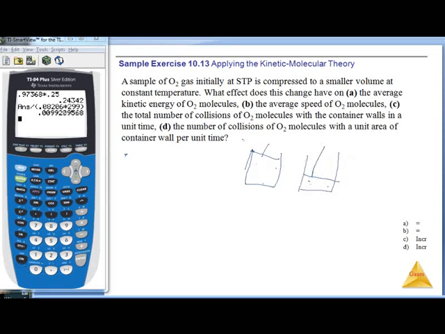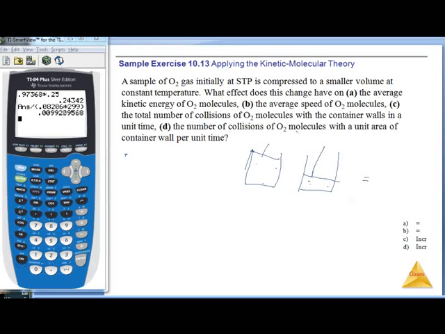So what we said is the temperature is not changed. So if the temperature is not changed, the speed of the particles is not going to change, because temperature is a reflection of the speed. So the speed will be the same. What happens to the total number? All right, B, what happens?